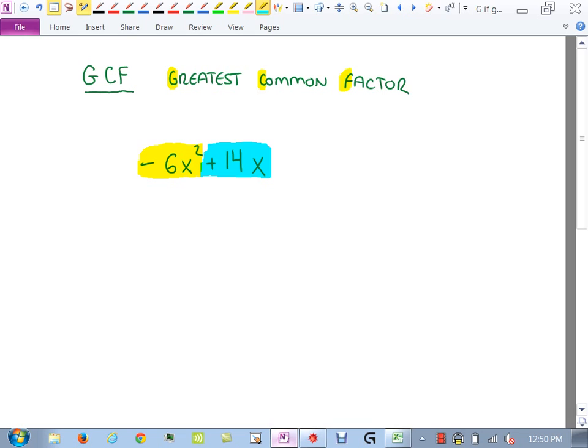What about -2, though? Does -2 divide into -6? Yes. Does -2 divide into 14? What's 14 divided by -2? -7, right? So it would work.